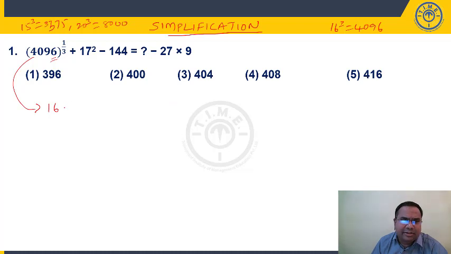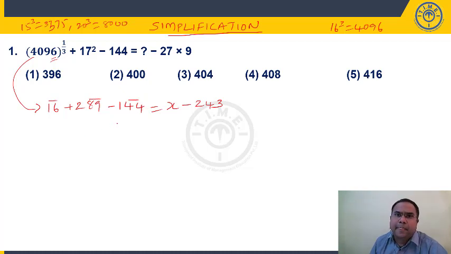So 16 plus 17 square, which is 289, minus 144. Now see here, x minus 27 into 9, 180 plus 63 minus 243. Now 89 plus 16 is 105, 44. 44 minus 5. What I am doing is, if you add this, 305 minus 144.